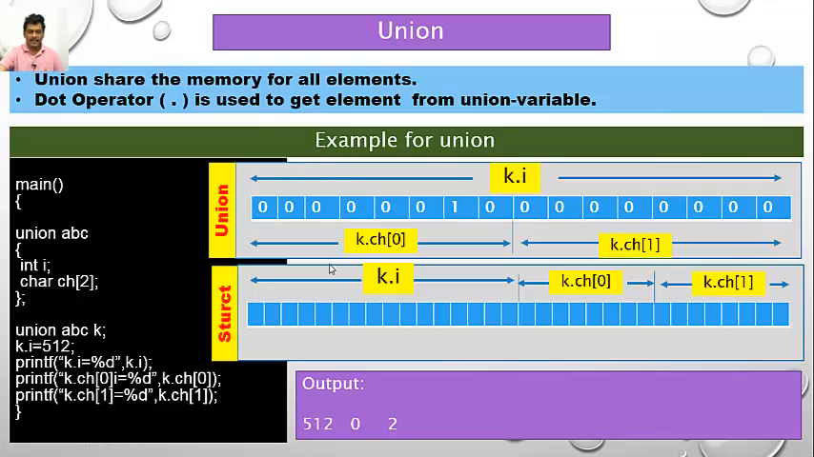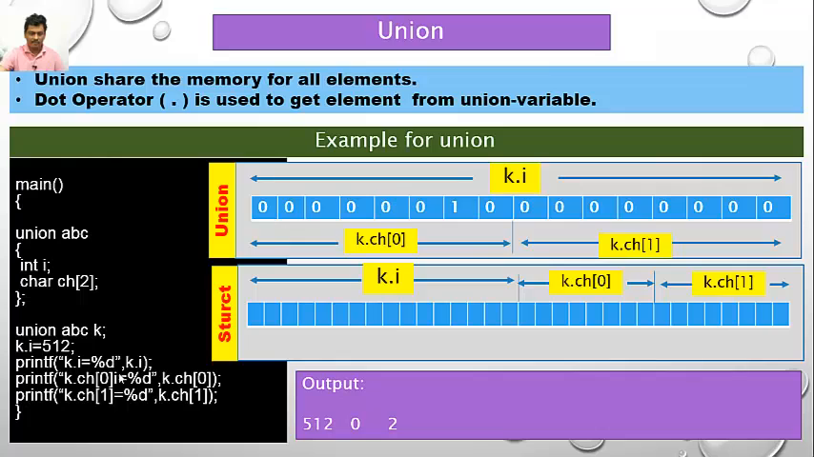Here k.i is equal to 512. The binary of 512 is assigned here. The first location, the first byte, is k.ch[0], then k.ch[1]. We printf k.i: printf("k.i = %d", k.i). What is the value of k.i? It displays 512. By using %d, it displays the decimal value only.